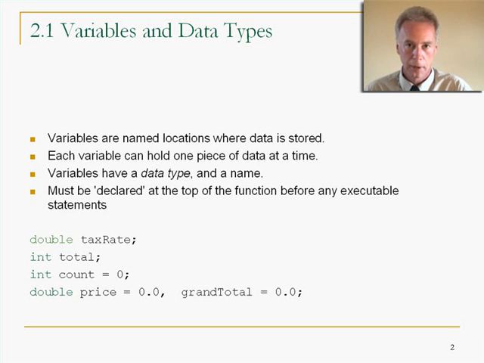So we have two data types here, int and double. The int data type is for declaring variables that have integer values only. That means whole numbers, no decimal points. And the double data type is for variables that need to have a decimal point and some degree of accuracy after.